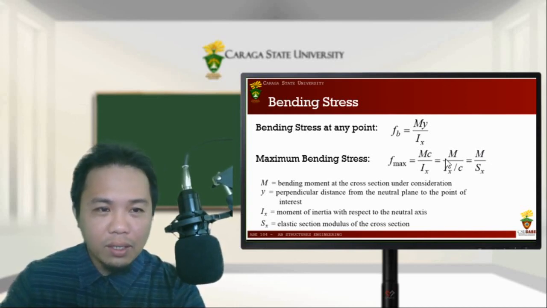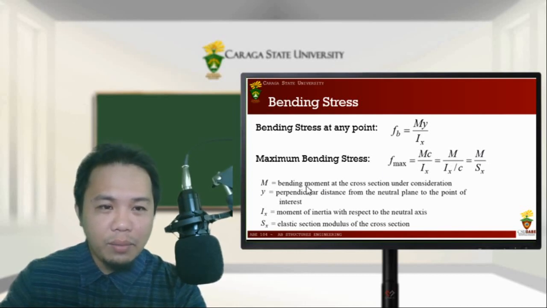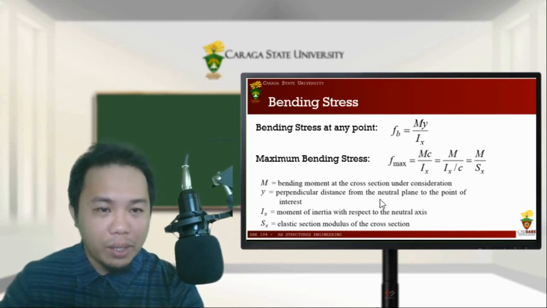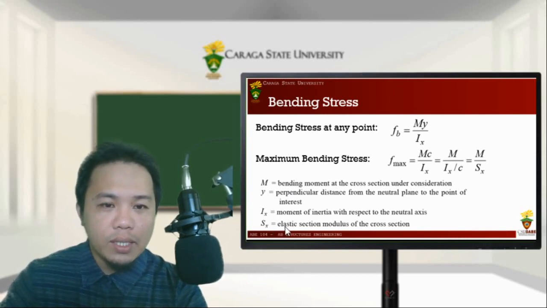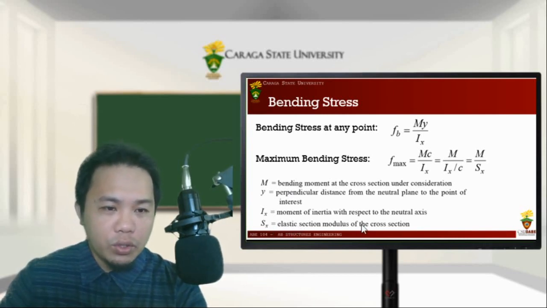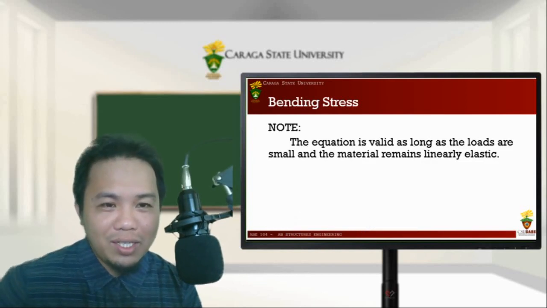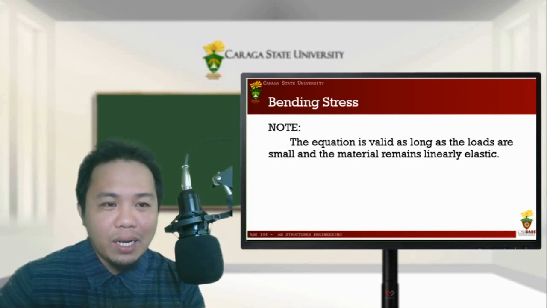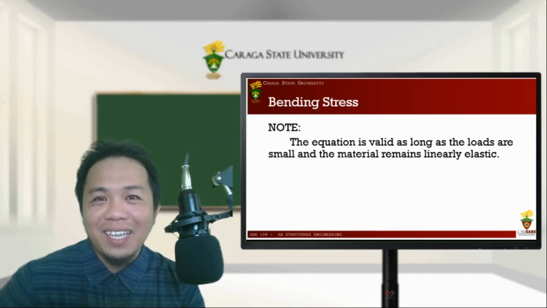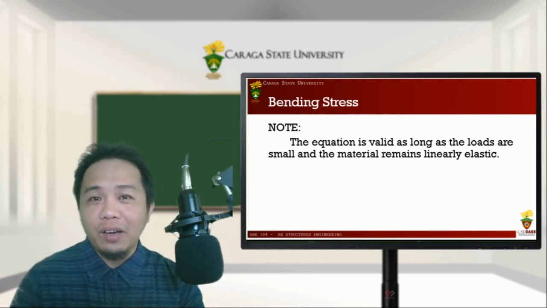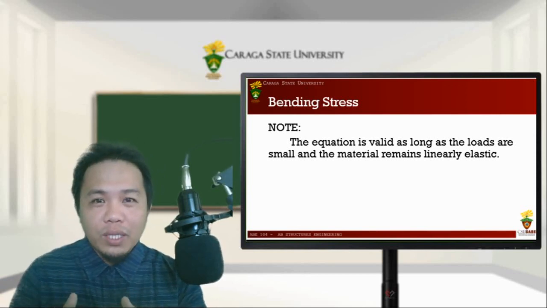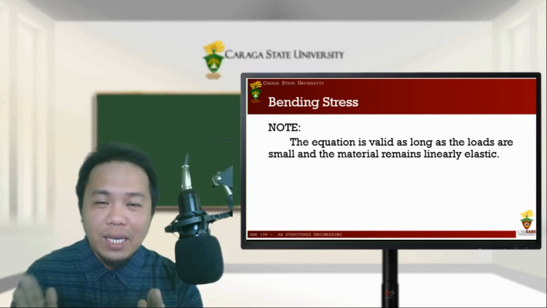I have here the meaning of the variables used in the formula. We have M, the bending moment; y, the perpendicular distance; Ix, the moment of inertia; and Sx, the section modulus of the cross section. The equation is valid as long as the loads are small and the material remains linearly elastic. As you recall from the stress-strain diagram, once it obeys Hooke's law, it is in the elastic region.